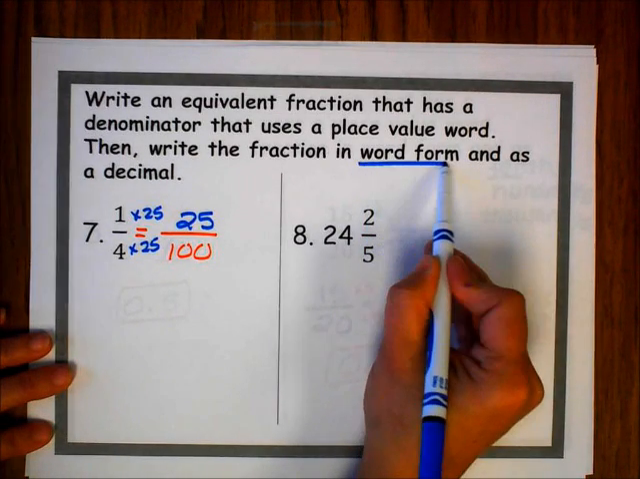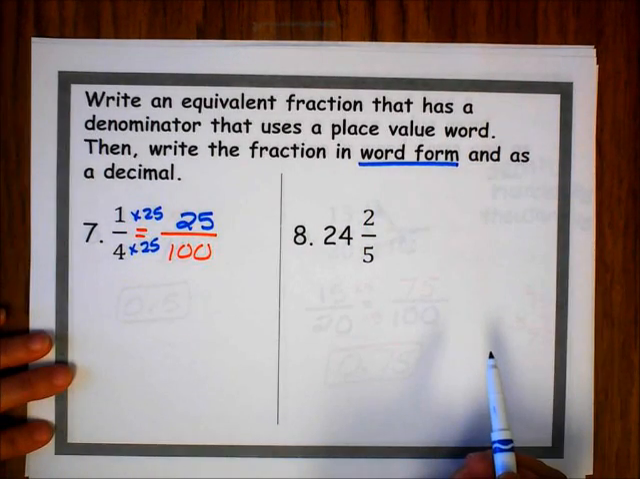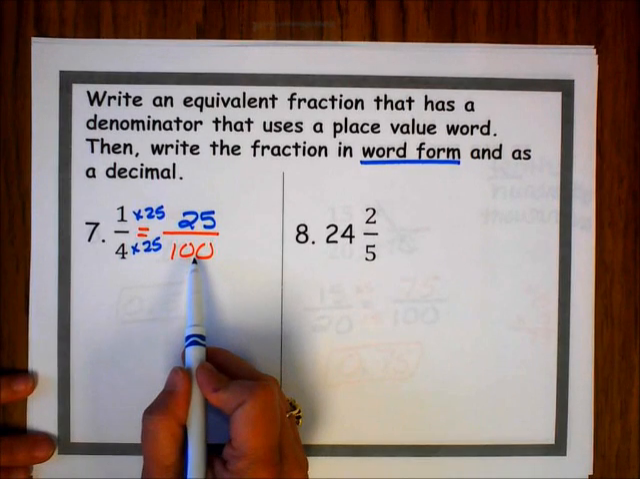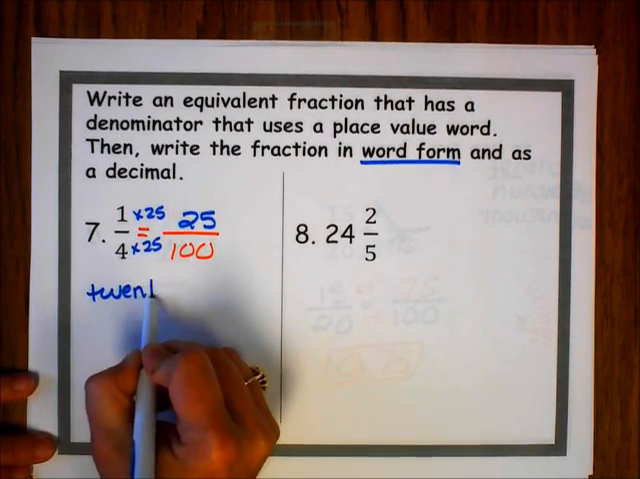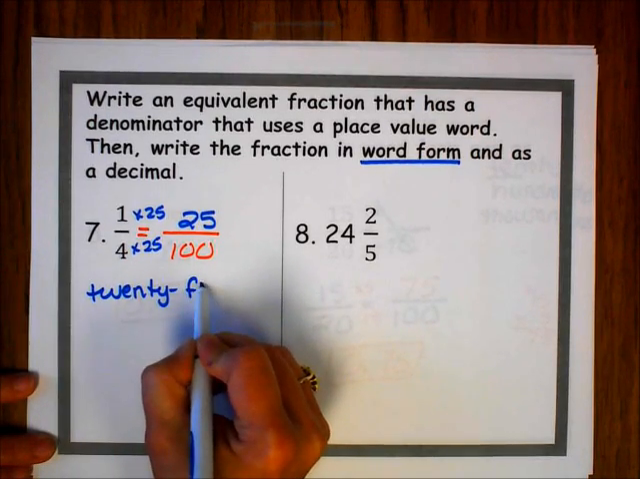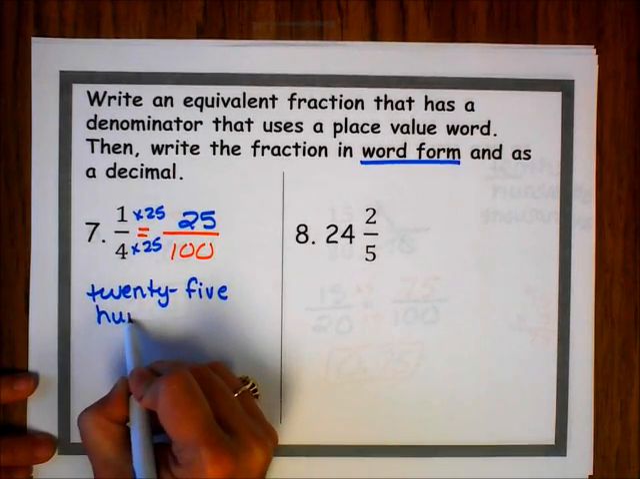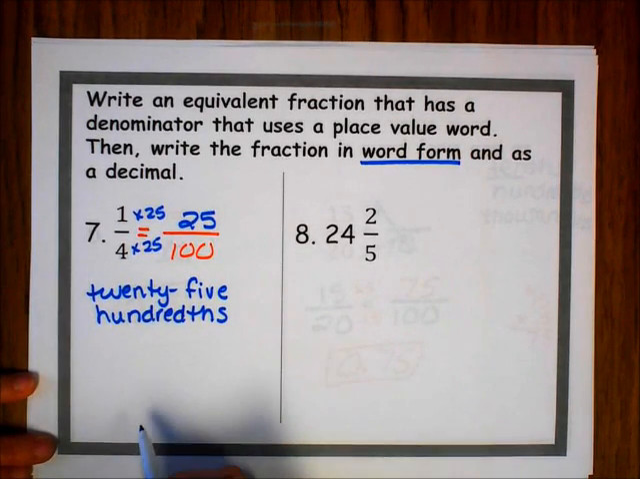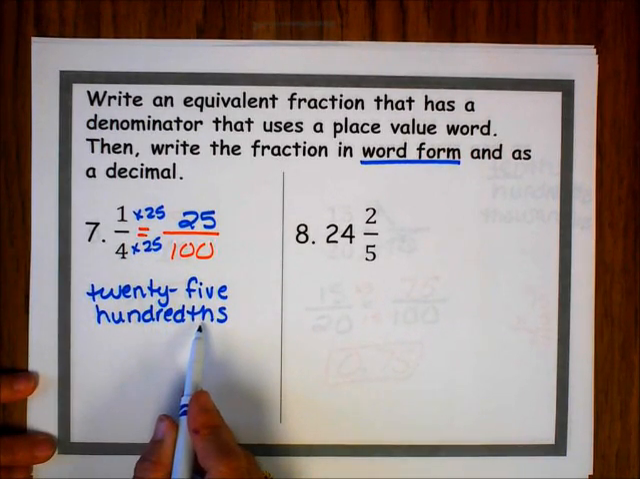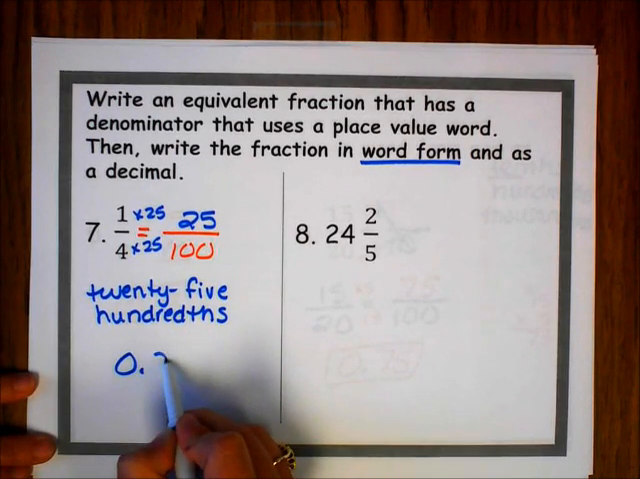Now notice, I didn't read the directions on the last one, so let's go ahead and follow the directions. They want me to, after I write the equivalent fraction, write it in word form. So that's 25 hundredths. And then the correct way to write 25 hundredths as a decimal is 0.5.